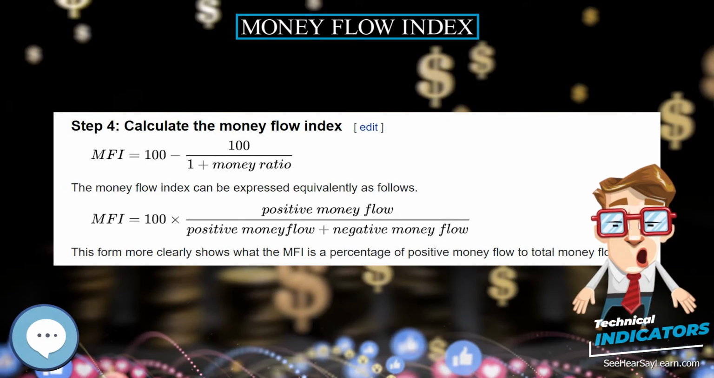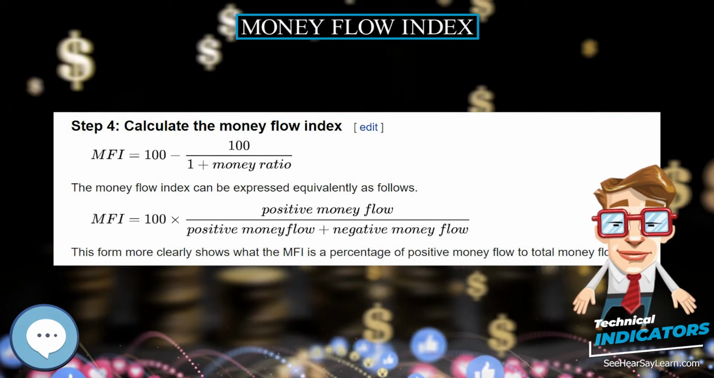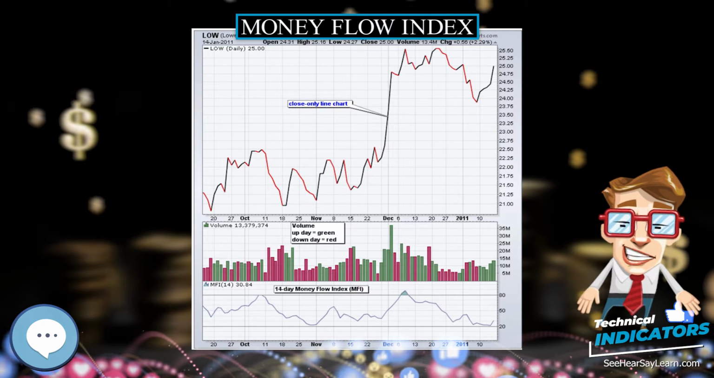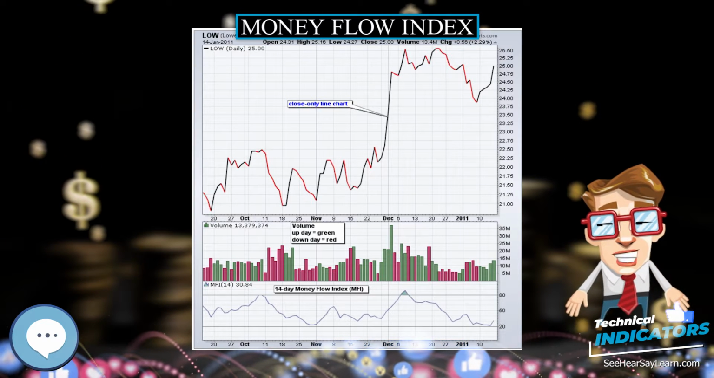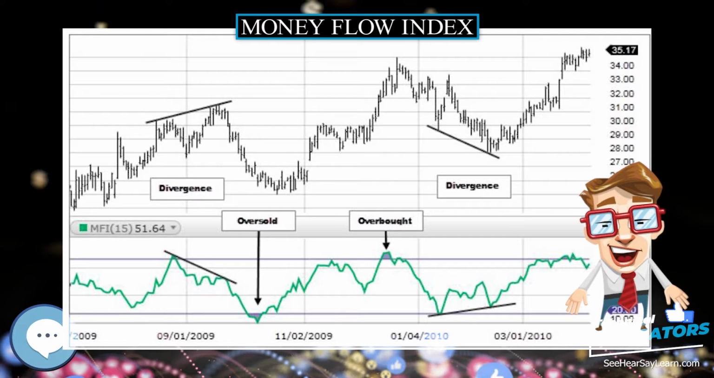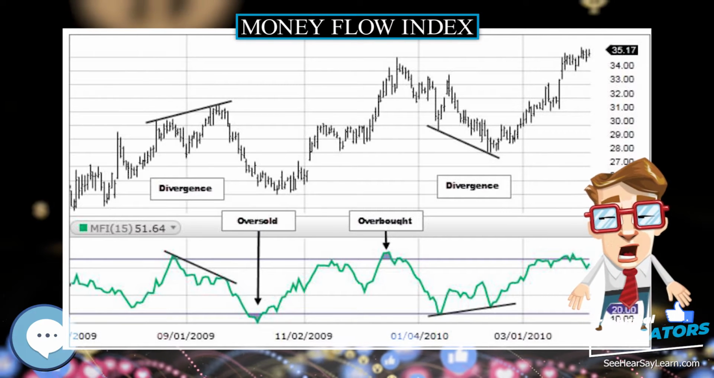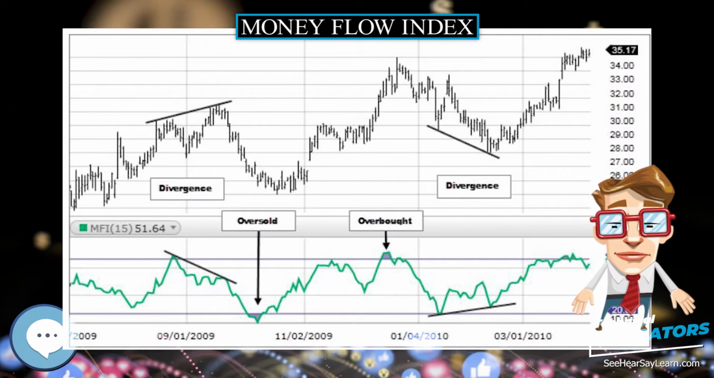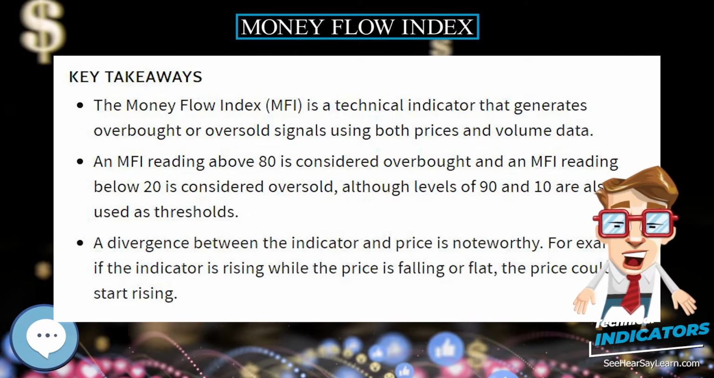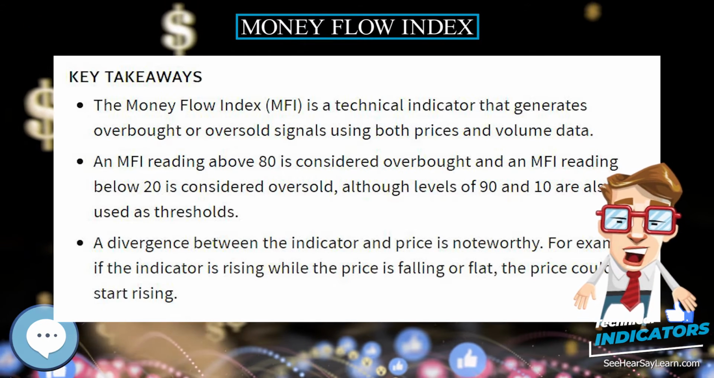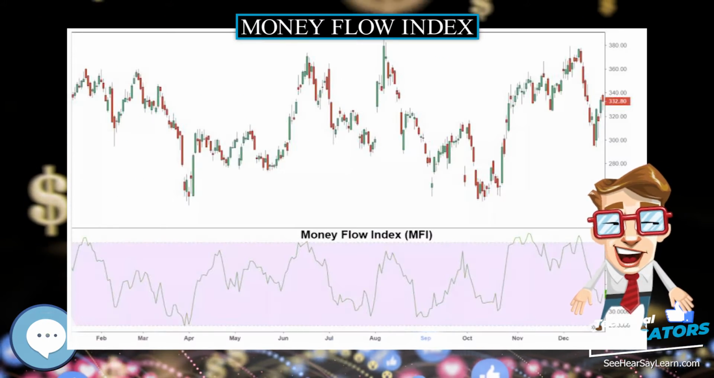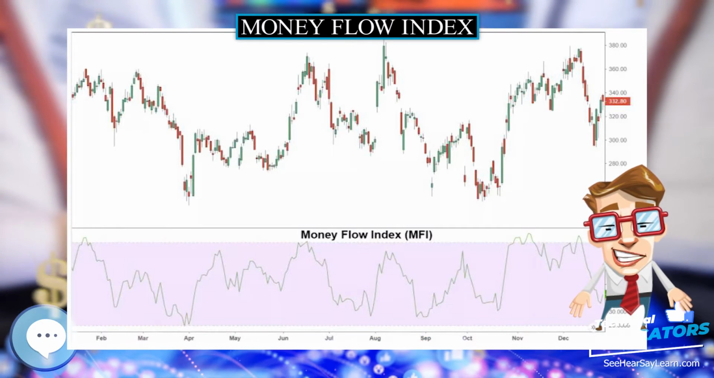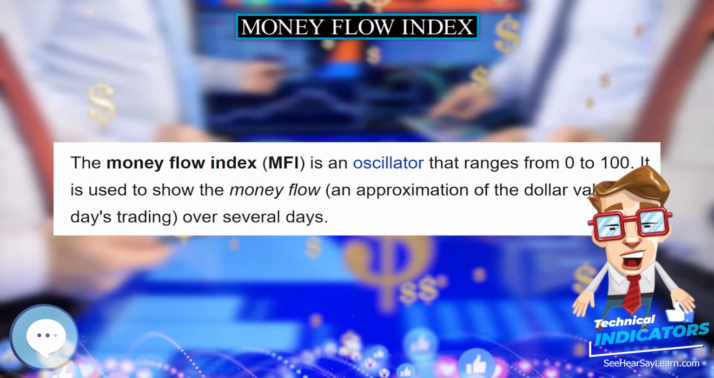Step 1, calculate the typical price. The typical price for each day is the average of the high price, the low price and the closing price. Step 2, calculate the positive and negative money flow. The money flow for a certain day is typical price multiplied by volume on that day. The money flow is divided into positive and negative money flow.